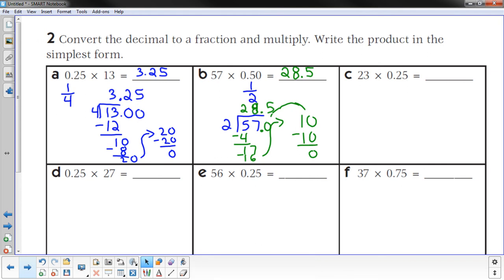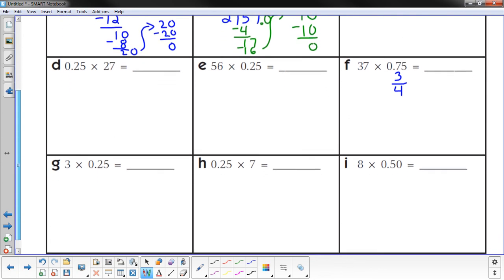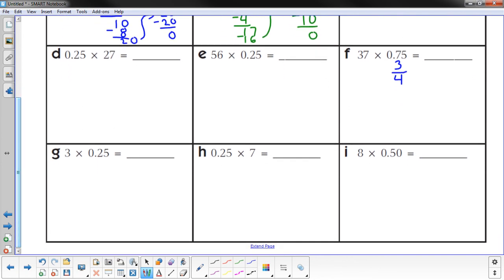F is tricky. You have 37 times 75 hundredths, which is 3/4. So basically what you want to do is take the number 37, divide it into 4 pieces first, then add up 3 of those 4 pieces together, because you want 3 of the 4.